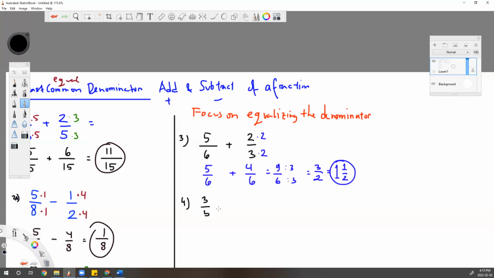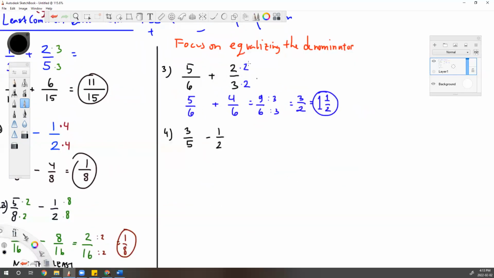3 over 5 subtract 1 over 2. Wow, this is more challenging. Why? Because we don't have a number that you can multiply by just one time in order to get a certain denominator. Okay, 5 and 2. I think 5 and 2 is okay. Look at the 2 here. Look at the opposite, 2 times 2, top and bottom, and the 2, you multiply by 5, top and bottom also. Okay.